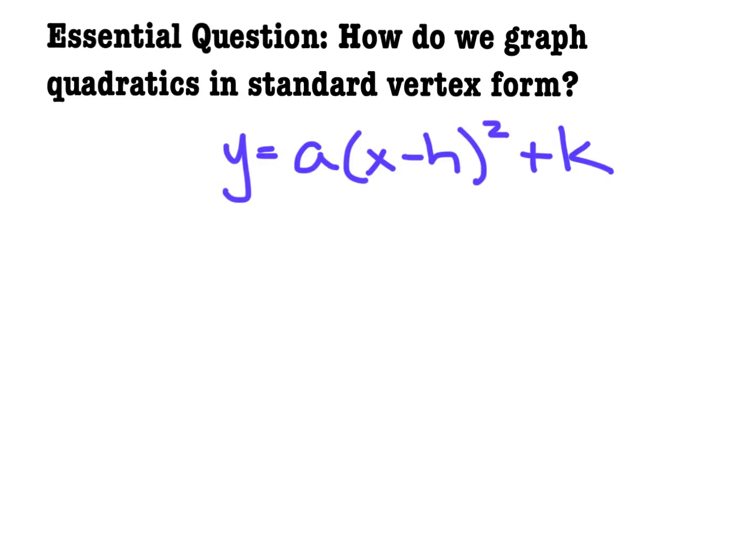Hey, all right, so how do we graph quadratics in standard vertex form? Oftentimes people just call this vertex form, and that's a times x minus h squared plus k. Well, we should recognize this because we saw this with parent functions. H is just our shift right and left, k is up and down, and a is the stretch and compress. But why do they call it vertex form? Well, because for quadratics, the vertex is located at (h, k).